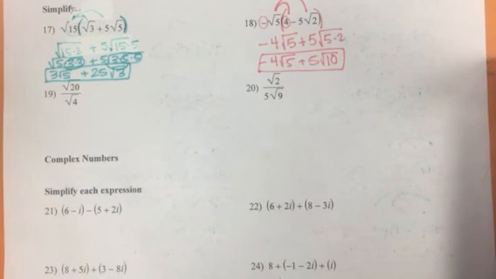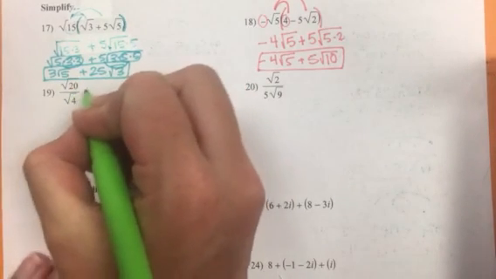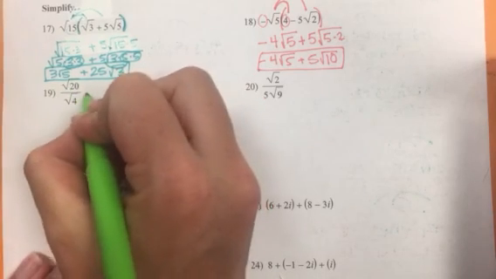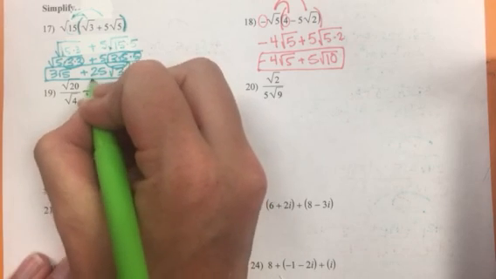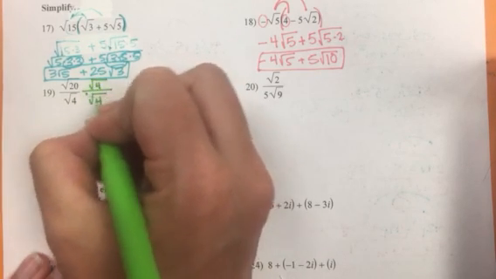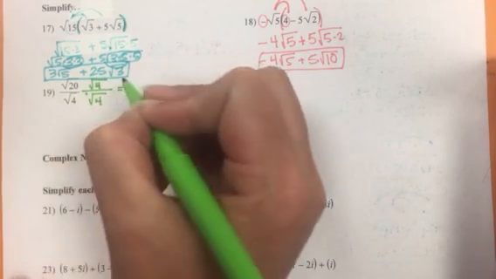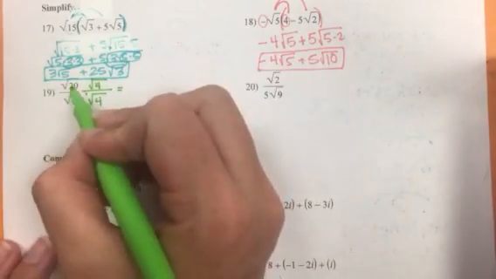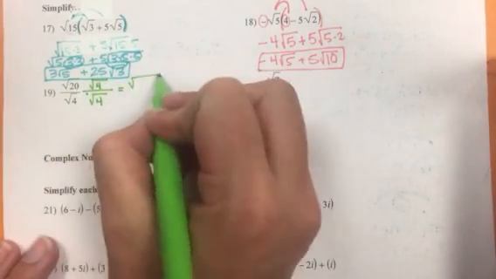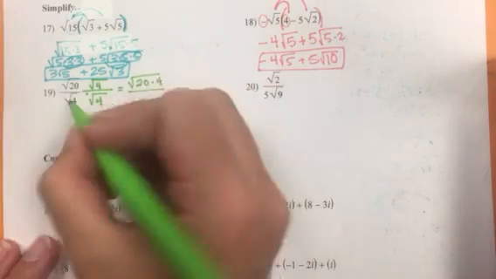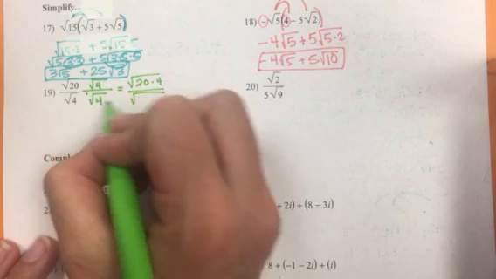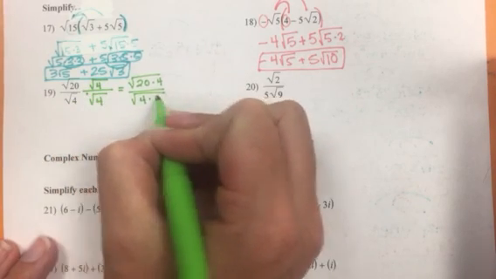On 19, we're trying to get the radical out of the denominator. So if I want to cancel out the denominator, I'm going to multiply it by itself, and I will multiply the top by the same thing. I have to do whatever I do to the bottom, I have to do to the top. Root 20 times 4 goes on the top, and then the square root of 4 times 4 goes on the bottom.